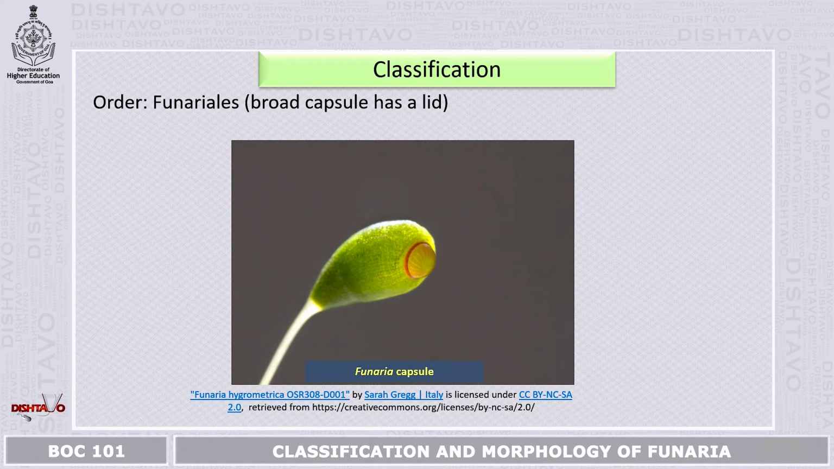Order Funariales, with broad capsule that has a lid. Now in this picture, you can see the Funaria which is having the capsule, and it is very broad in shape, and the capsule has the lid, the opening.